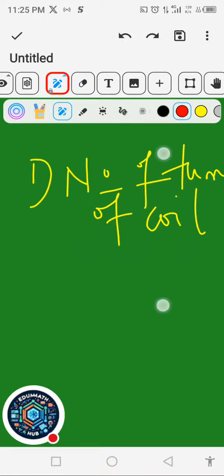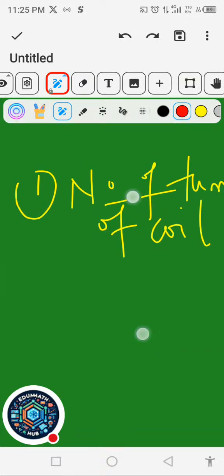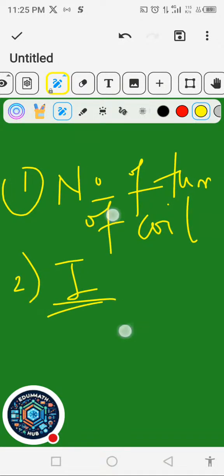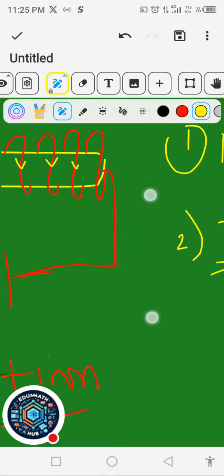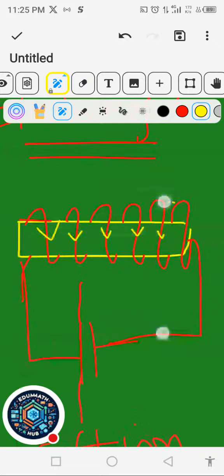The next one is the current used. If you increase the current flowing here, if the current is high, then the strength of the magnet will also be high.